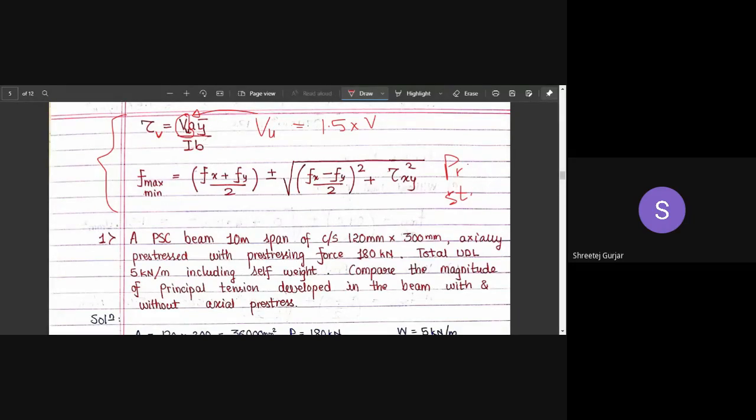Shall we move on to the numericals? Let me know. Only remember these two formulas. Yes, sir. So these two equations are required for solving your numericals. Theory part I've explained, so for numericals we have to solve using these two equations. It's very important. I've explained how to calculate tau v and f max and f minimum.